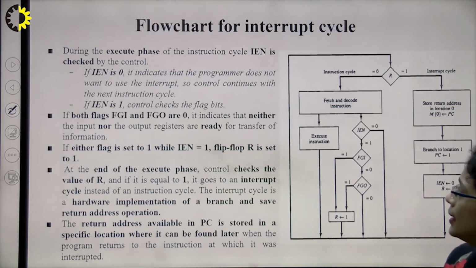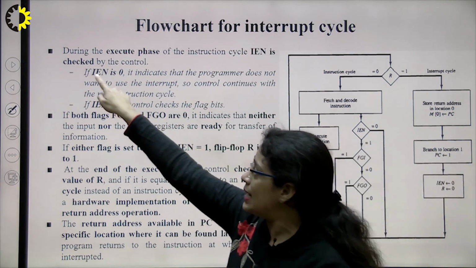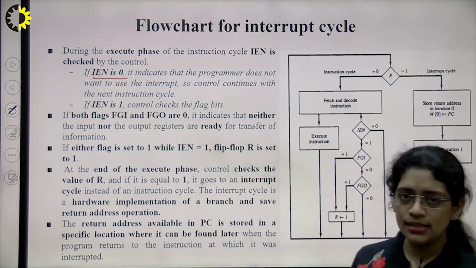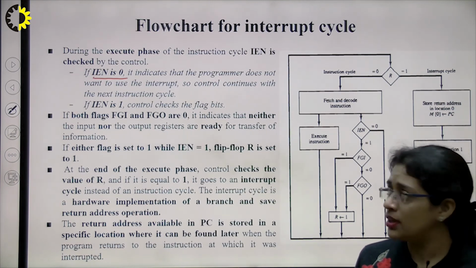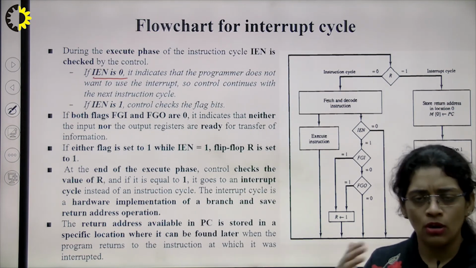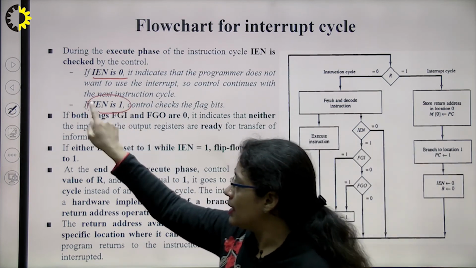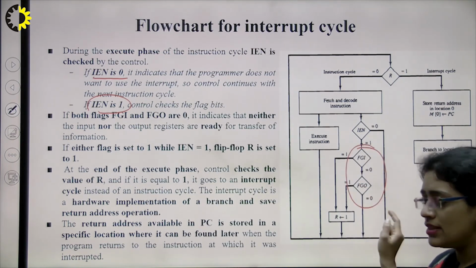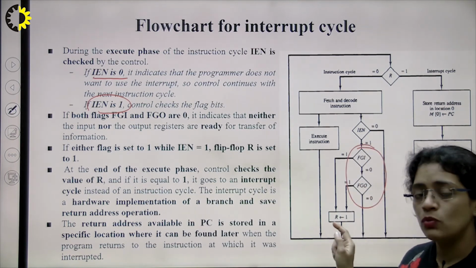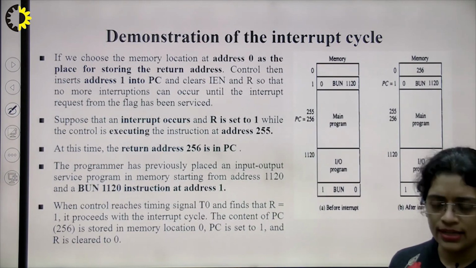Okay. Now just see again how it is working. Again we will say that if IEN is 0, that means the CPU does not want to be interrupted. So in that case the normal instruction will be executed. If IEN is 1, in that case these two flags are being checked. If any of these flags is 1, we will take out that instruction and execute it. So this is what is explained here.